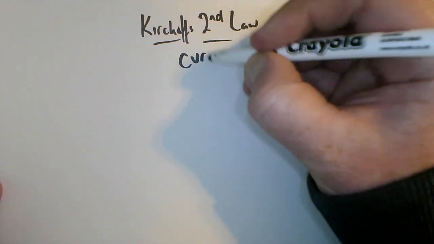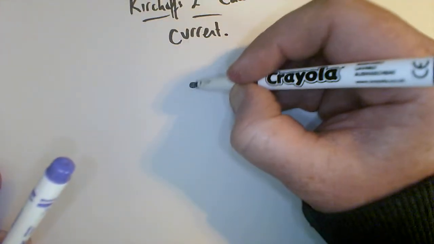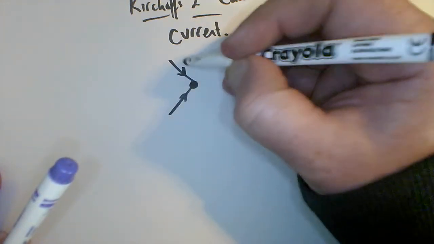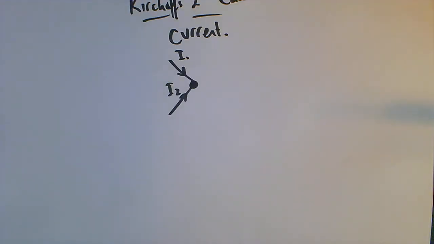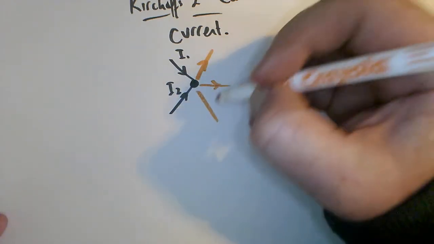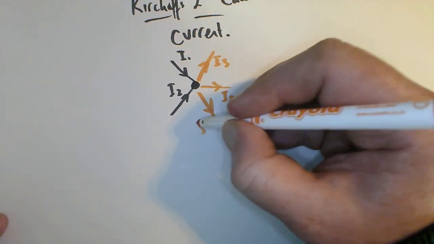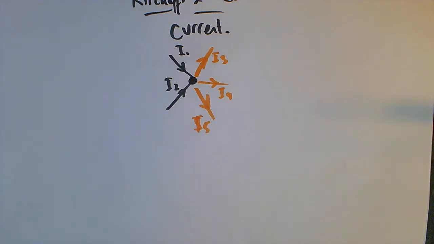Kirchhoff's second law, right, involves current. And I want you to imagine a scenario where we've got a junction. And we've got two currents going in, we'll call this I1, I2, and three currents going out. We've got I3, I4, I5. Right, so we've got two currents going in, three currents coming out.